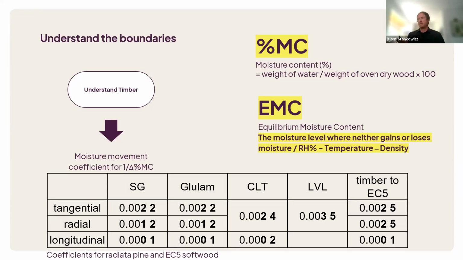Now you see every change of percent in moisture content has a factor, has a coefficient. This coefficient can be multiplied with the width or the depth, and you get your estimated end section that you're probably dealing with in your design. Now, one thing that you probably hear today as well a few times is EMC, which is the equilibrium moisture content. It's basically the moisture level where timber neither gains or loses moisture, and it's depending on relative humidity, temperature, and as well the density, because the density defines the fiber saturation.